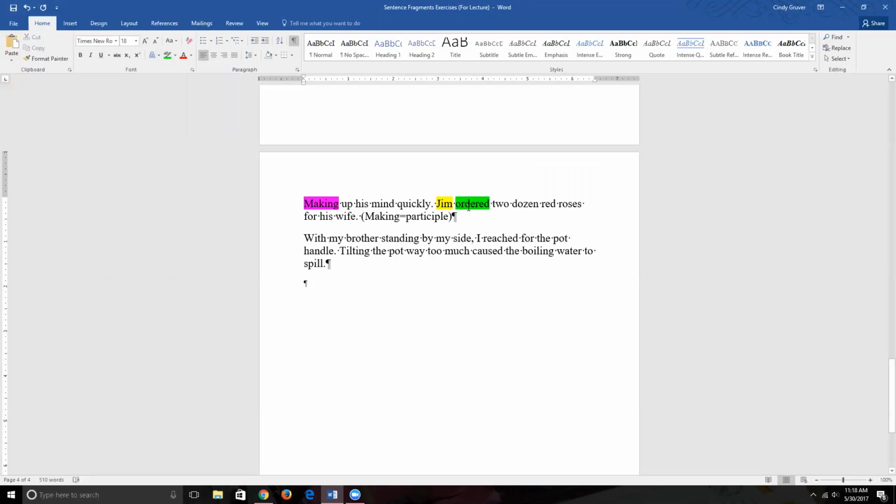Excuse me. Okay, so this is a complete sentence. Okay, well, now that we know what happens next, we kind of know what's going on in this fragment. Making up his mind quickly. Who's making up his mind? Well, it seems likely that it's Jim, right? And so what we could do is we could just put a comma here. And now this phrase is modifying Jim.